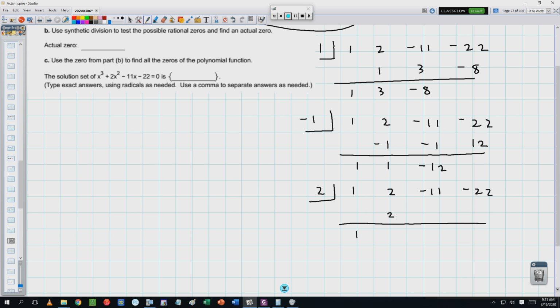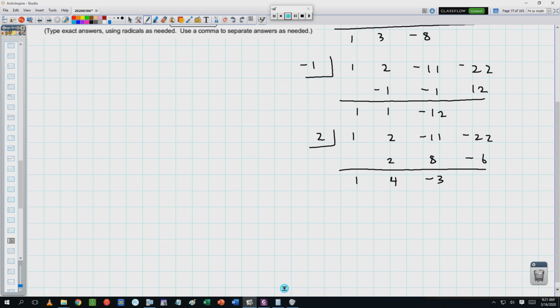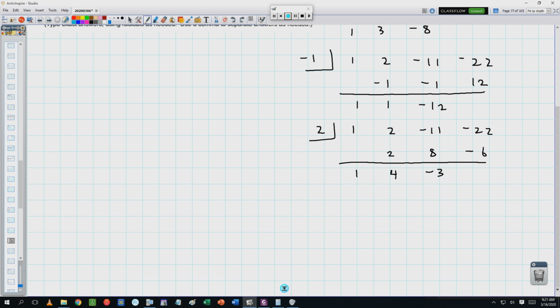1 and 2 make a 2. We'll put that together. We'll add. 2 and the 4 make it 8. We'll put that together. We'll add. 2 and the negative 3 makes negative 6. Nope. It is not working for me today. There we go. Let's try negative 2.